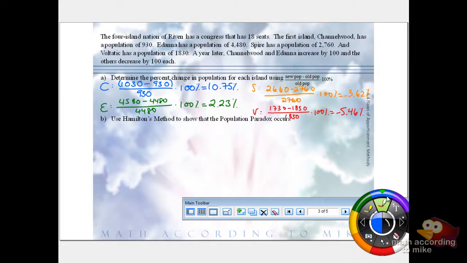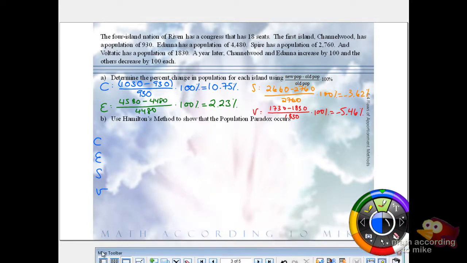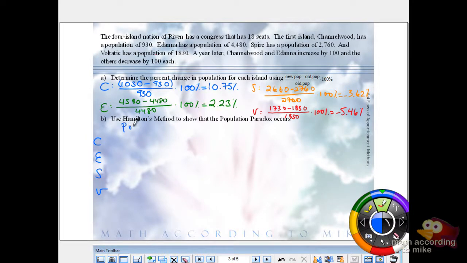Let's make a chart. So we've got C, E, S, V. We'll do population. We'll do standard quota. We'll have lower quota. And then final apportionment. We're going to make this chart twice. The original populations and then the shift in populations. So I'm going to fill in the first column here.